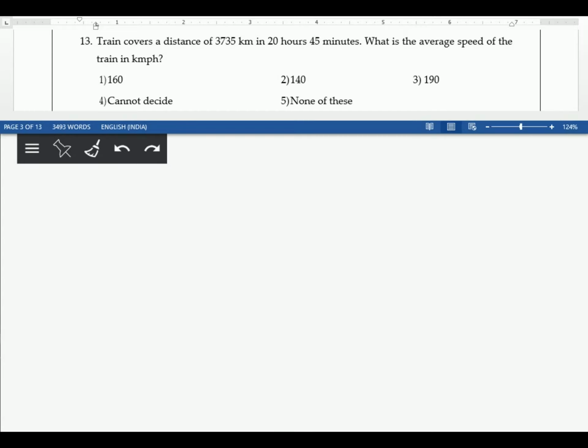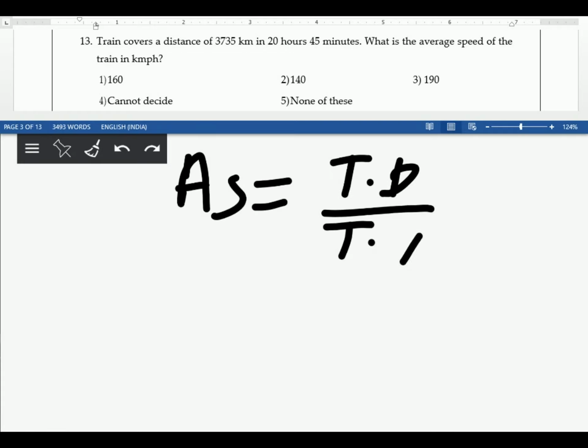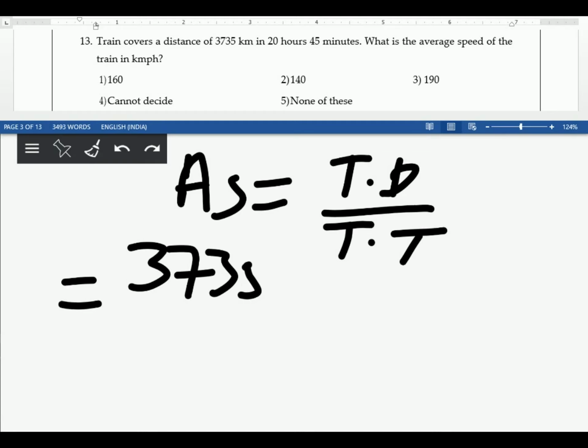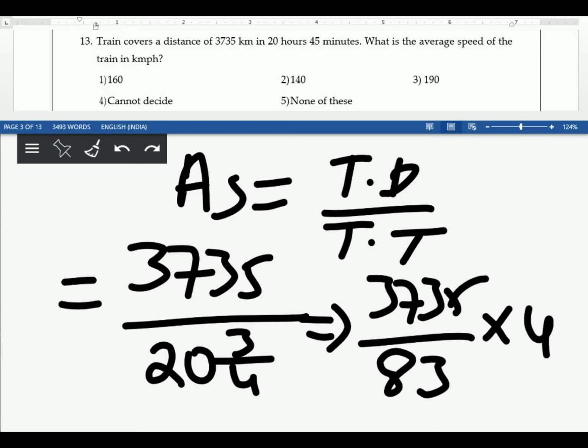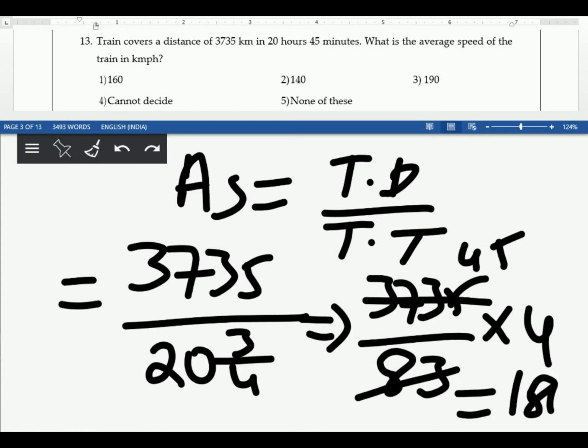13th question. A train covers a distance of 3735 kilometers in 20 hours 45 minutes. What is the average speed of the train? Average speed is equal to total distance by total time. So here the total distance is 3735 by 20 hours 45 minutes. It is 83 by 4 hours. That implies 3735 by 83 into 4. 83 table, it is 45 times. 45 into 4 is 180. Therefore, none of these is the answer.